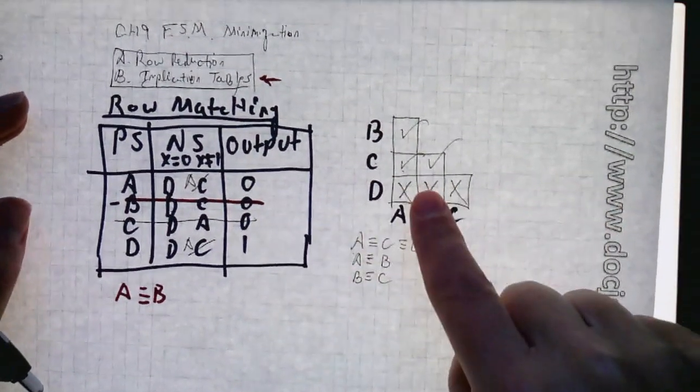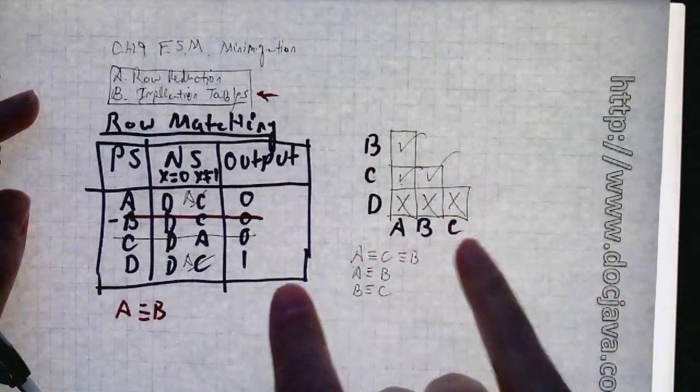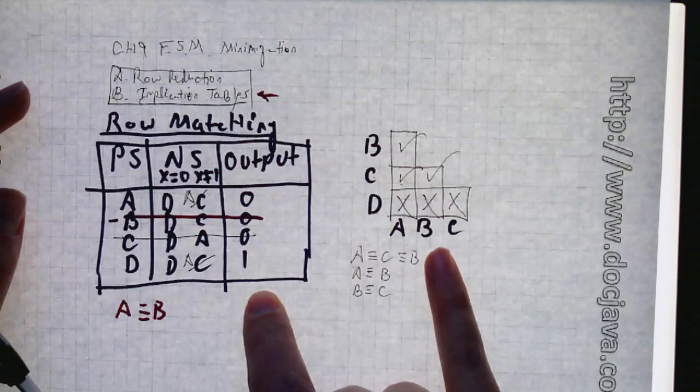You couldn't get it from row matching, but you're able to get it from the implication table. And these are the two basic kinds of state minimization that you can get from chapter 9.